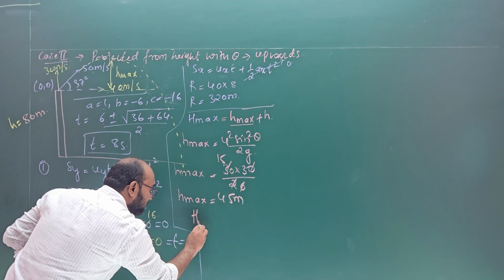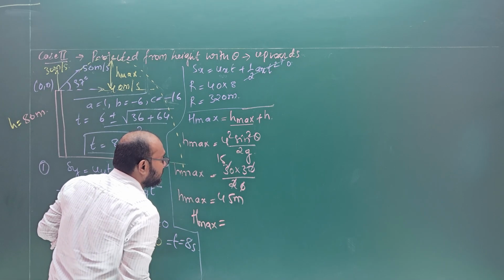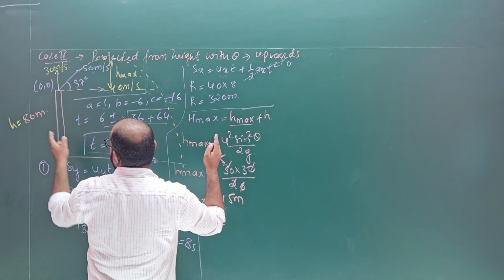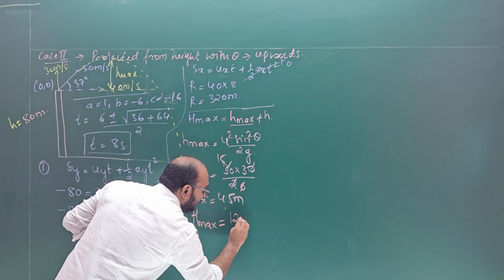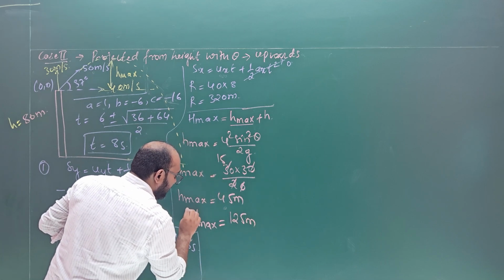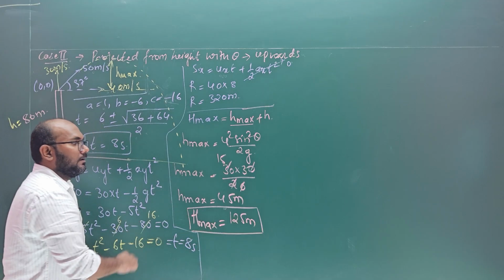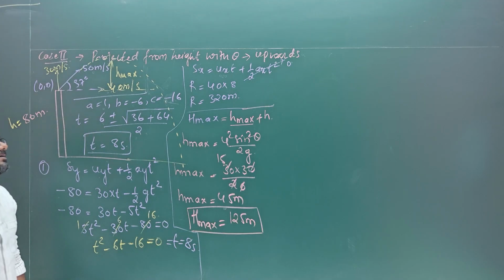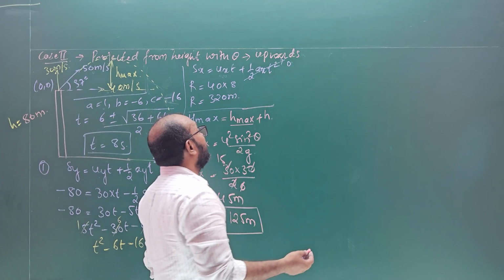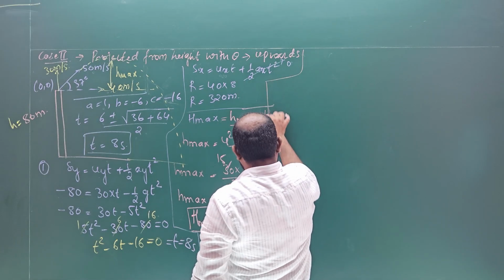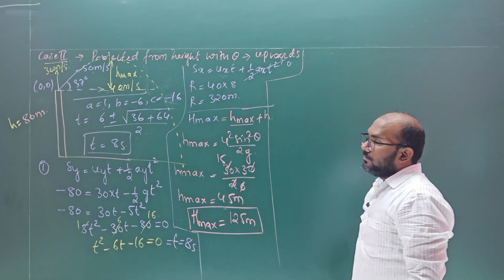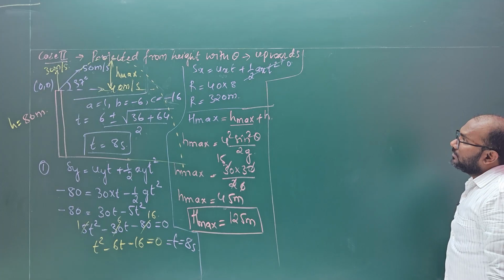Then the total Hmax, that is the bigger Hmax, becomes what? 45 plus this 80. That means, can I say 125 meter from the ground? Are yes or no? Next, they can ask you to find out the velocity at any time t. They can ask, na. So let us find that also.